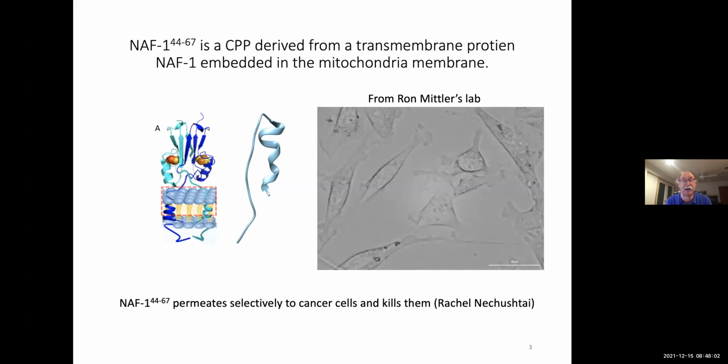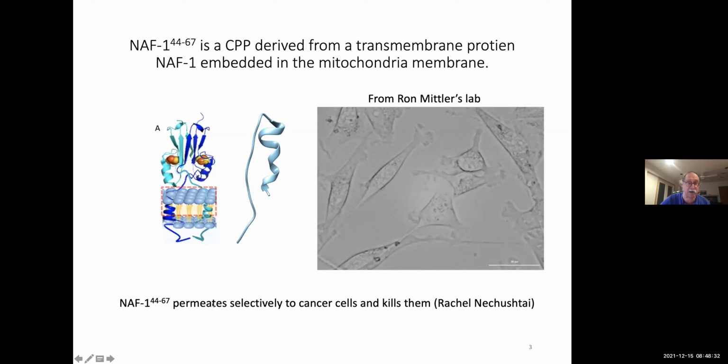The peptide that I'm going to describe some calculations on is called NAF1-4467, and it is a self-penetrating peptide that is derived with a very different idea in mind. Rather than taking a translocation machine and chopping it off, it is a piece of a transmembrane protein. I have the model of this NAF1 protein that is typically found in the mitochondria. This is a model. The crystal structure is not known.